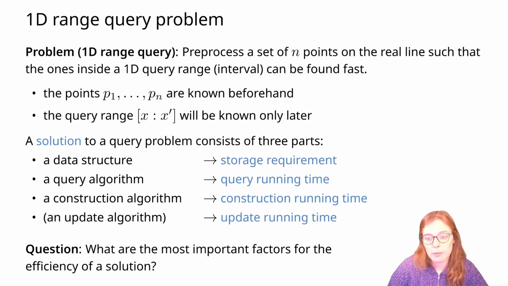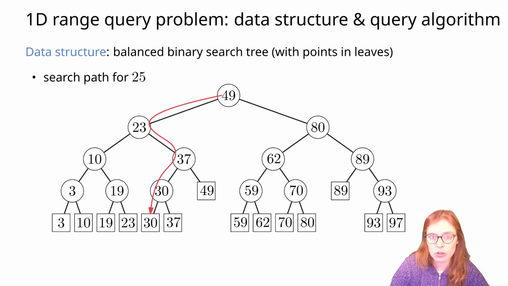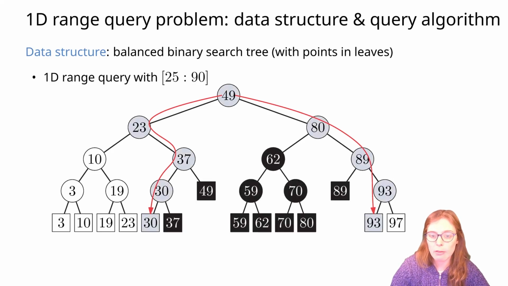time of the query. To solve the one-dimensional range query problem, we can use a balanced binary search tree that stores the points in its leaves. Then, to report all the points that fall within a given range, we can perform the search for the one end of the range, for the second end of the range, and report all the leaves that fall in this interval between the first point and the last point found.